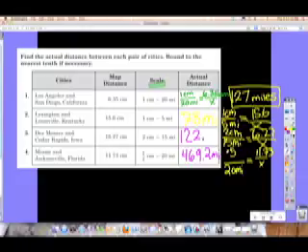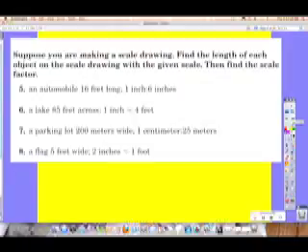Read this one. Let's read the directions. Suppose we're making a drawing. I like to sketch stuff. I'm not the best, but I still like to do it. Find the length of each object on the scale drawing with the given scale. Then find the scale factor. Oh, so we've got 2 answers on every problem. Find the length and then change it to the same units. Wait, number 5. This is fantastic. Number 5, scale factor. Are these already the same units?